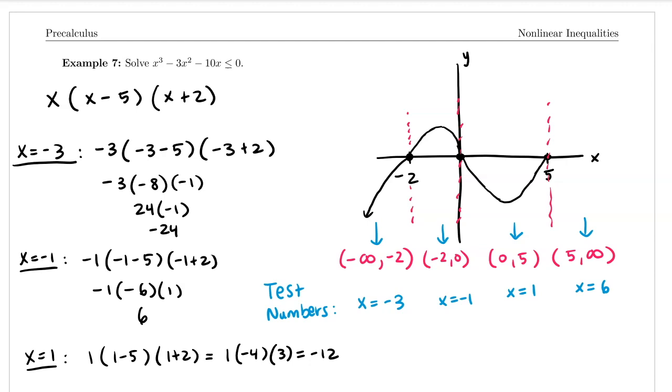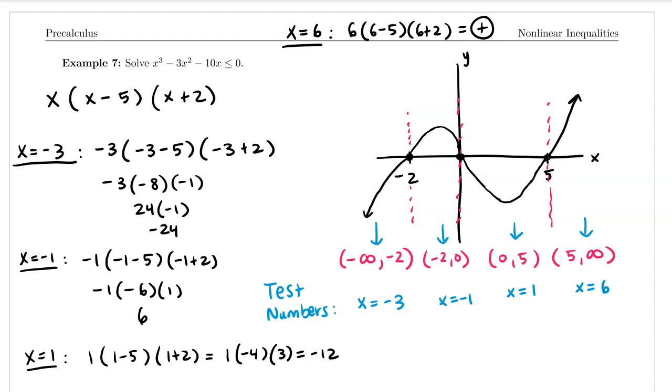And now we want to test our last value, which was 6. If I plug in 6, we'd have 6 times 6 minus 5 times 6 plus 2. These 3 numbers, all 3 of them will be positive, so my final answer would be a positive number. And I don't really care about what the actual numerical value is. I just care that it's a positive number, meaning that my graph will go up above the x-axis at this portion.